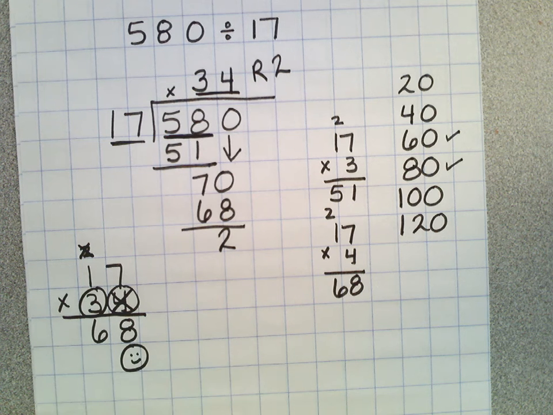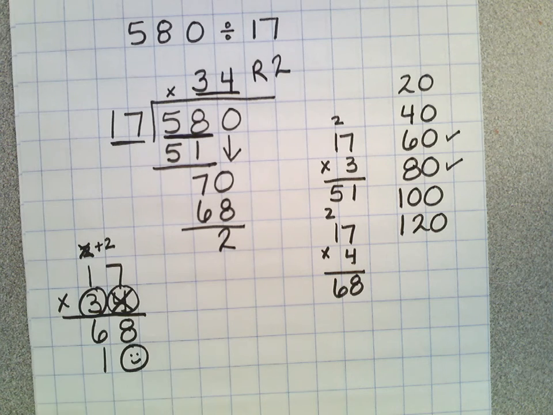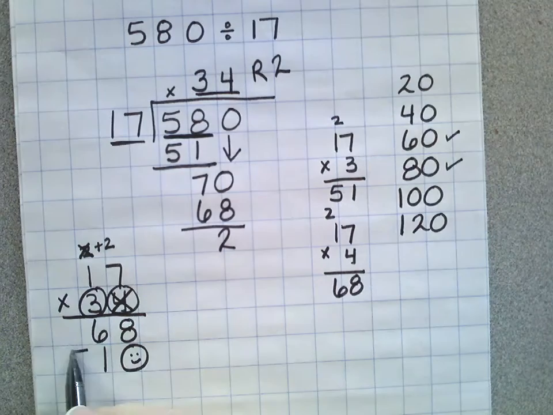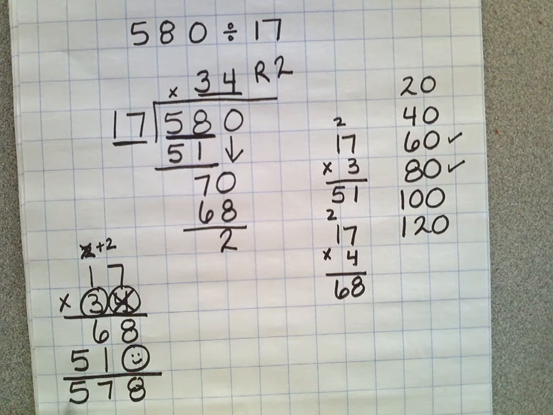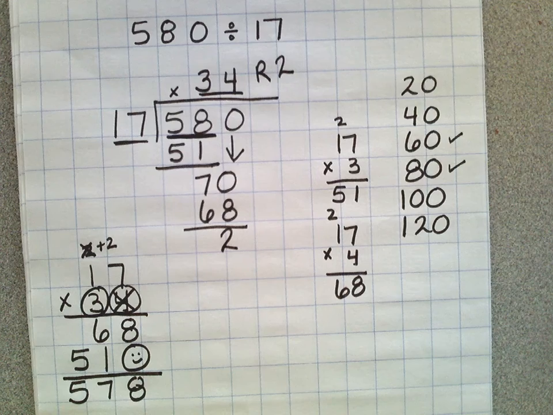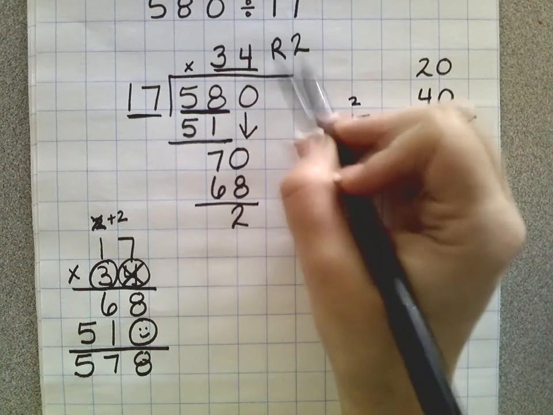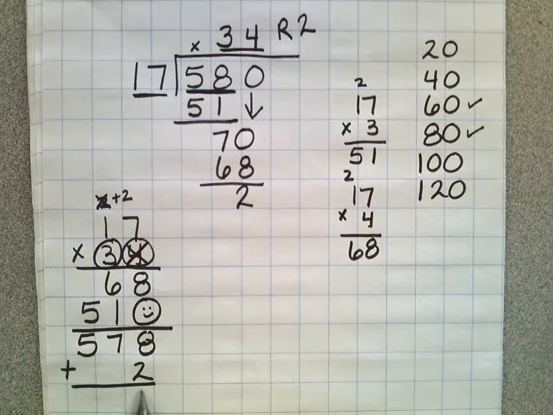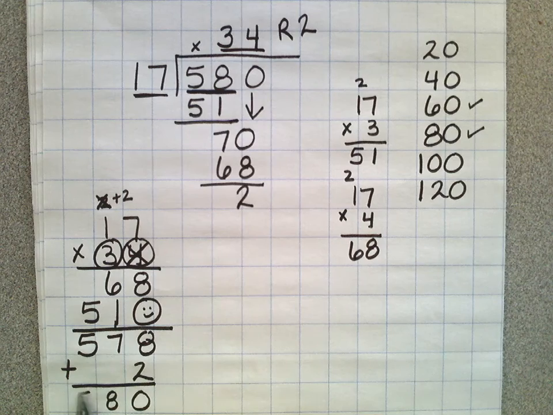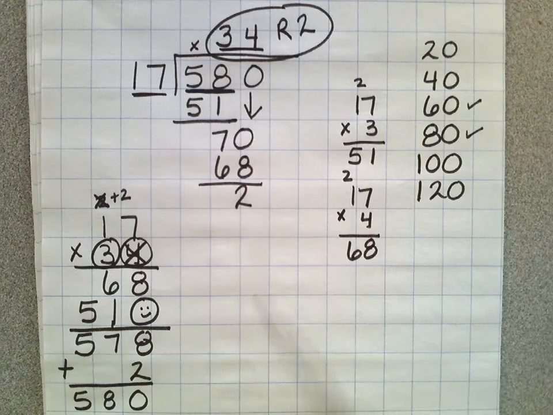Moving into the tens place. Put that place 0. 7 times 3 is 21. Carry the 2. 1 times 3 is 3. Add on 2 is 5. You can add it all up. So right now I'm at 578. But I can't forget, I have got to add on that remainder. Plus 2. Look at that, 580. I got my dividend, so therefore I know my answer, 34, remainder 2 is correct.